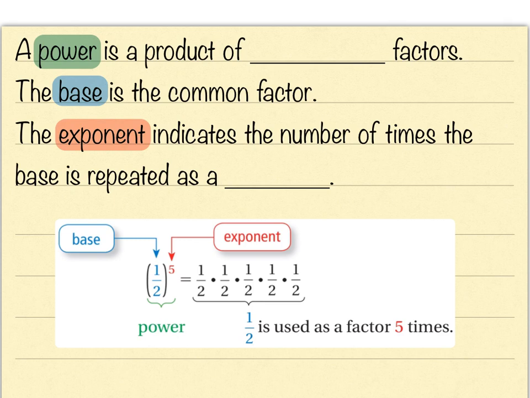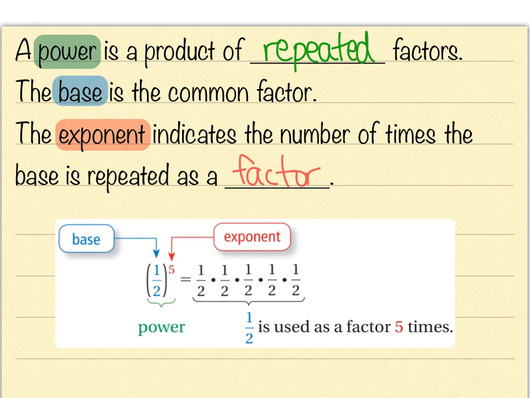All right, so let's start with some vocab. These vocab words you're probably already familiar with. First one is power. A power is a product of repeated factors. And then the base is the common factor. It's the number that's being repeated. And then the exponent indicates the number of times the base is repeated as a factor.